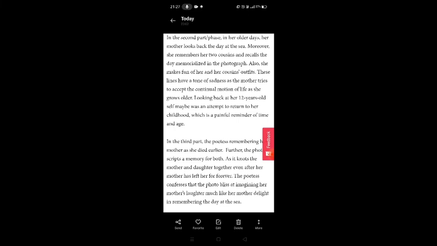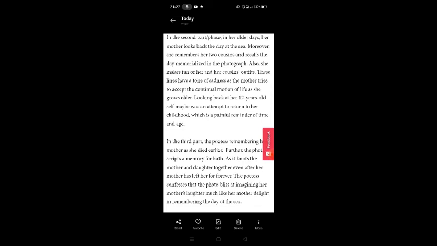In the second phase, in her older age, her mother looks back at the day at the sea. Moreover, she remembers her two cousins and recalls the day memorialized in the photograph. Also, she makes fun of her and her cousins' outfits. These lines have a tone of sadness as the mother tries to accept the continual motion of life as she grows older. Looking back at her 12-year-old self may be an attempt to return to her childhood, which is a painful reminder of time and age.